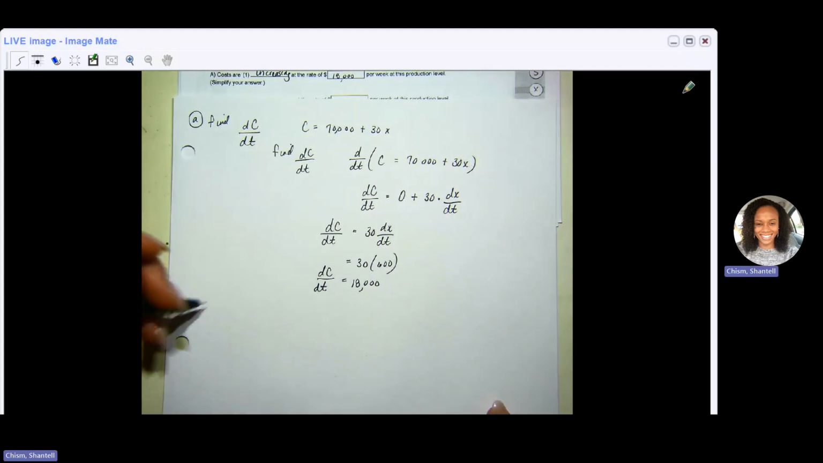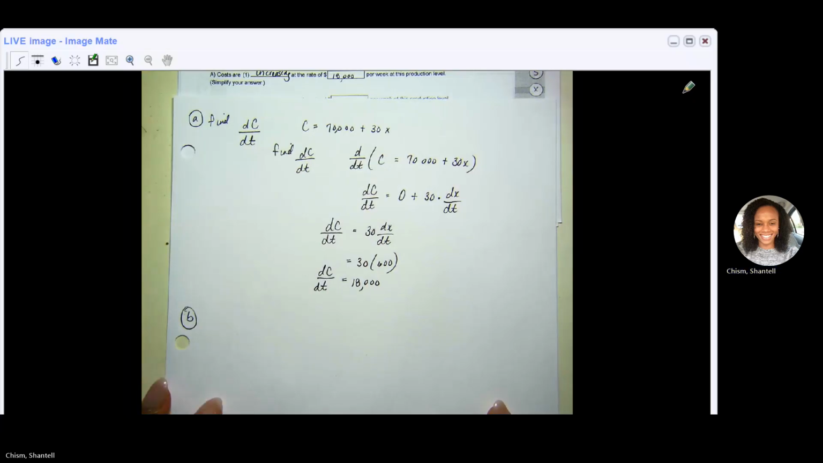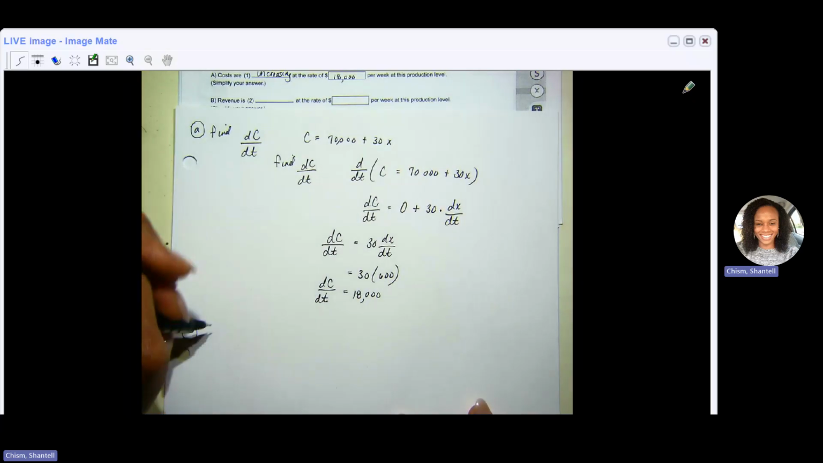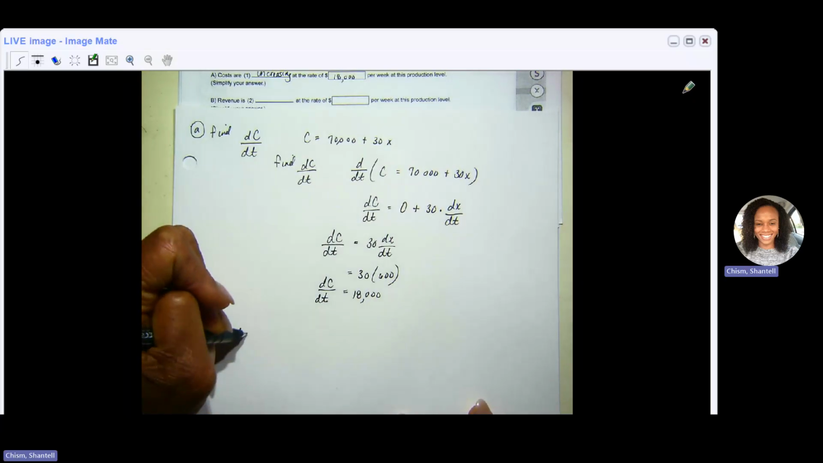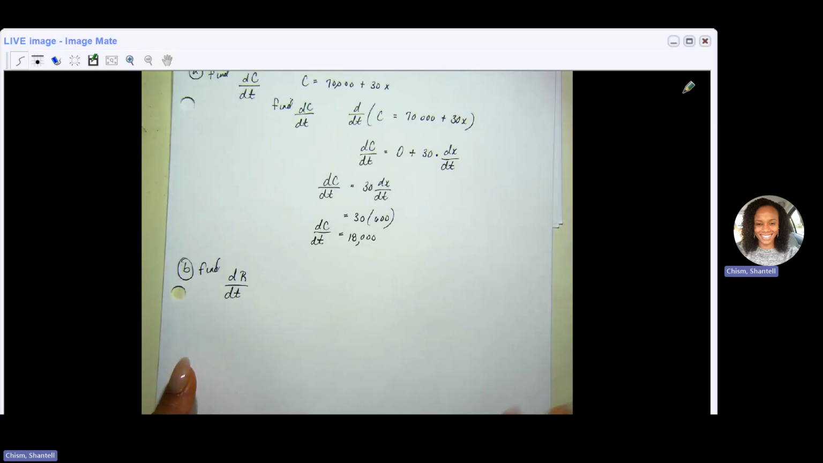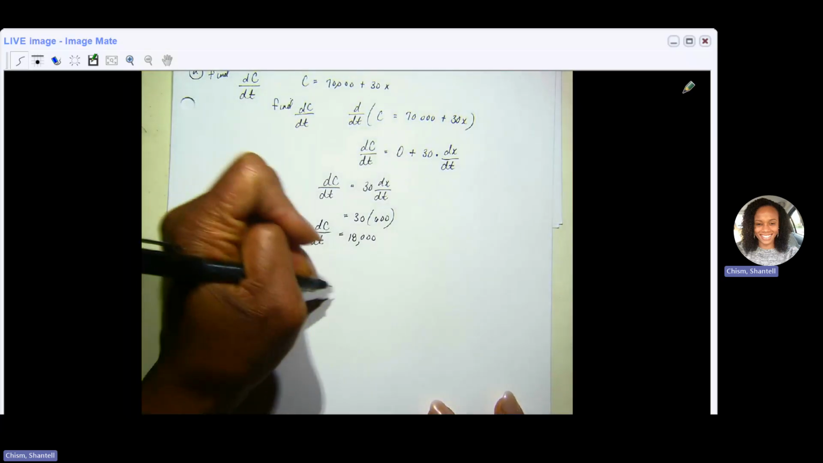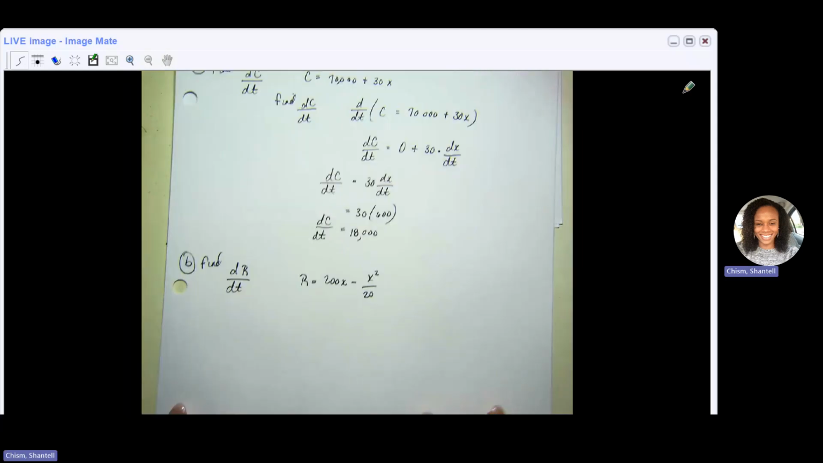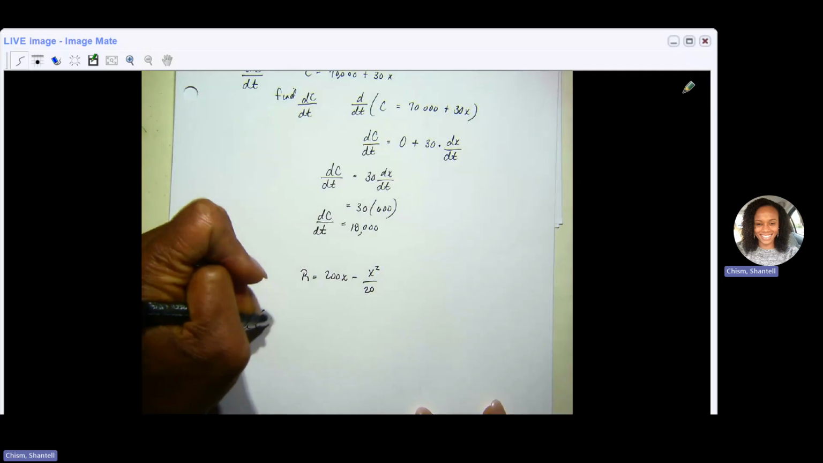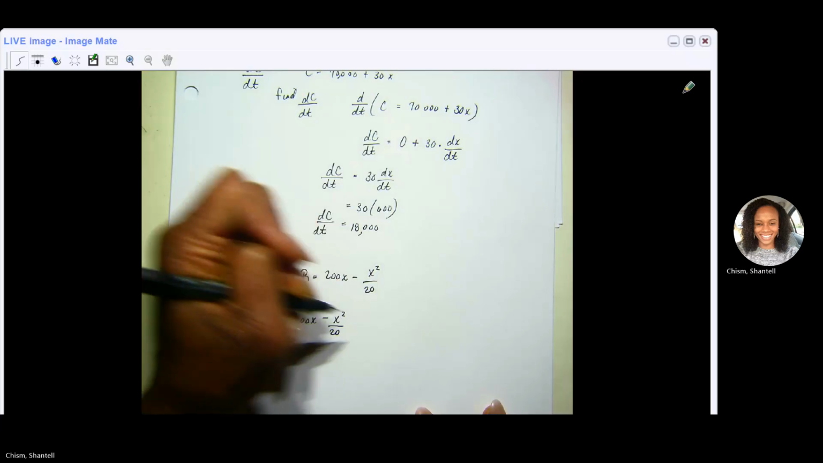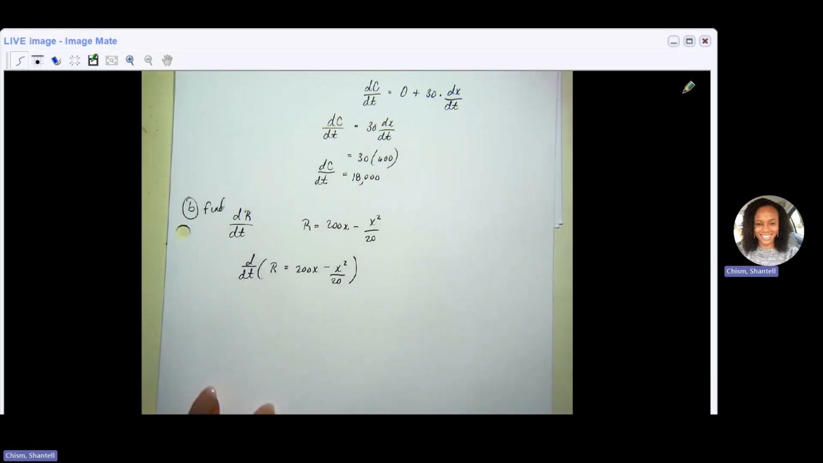part B. I may have to get another page here. I'm going to try to still show that, but then scooting this up. So we're looking for dR over dt, the rate of change of the revenue function, or rate of change of revenue with respect to time t. So we've got R equals 200x minus x squared over 20. Okay, and so we're going to differentiate with respect to time t. Okay, so let's do the differentiation.